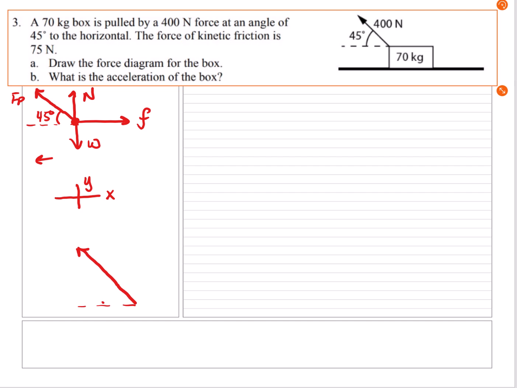So I'm going to make a right triangle. Since the FP vector goes northwest, my x vector must go towards the west. My y vector must go towards the north. This is a right triangle. My angle was provided as 45 degrees. So FPx is next to the angle. So this is going to be FP cosine theta.